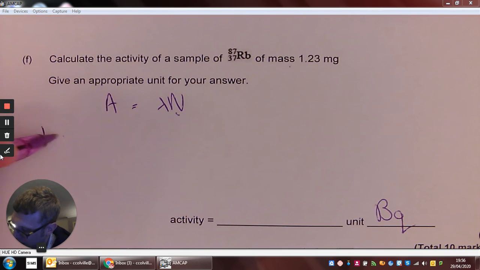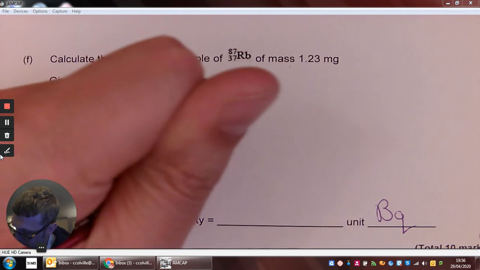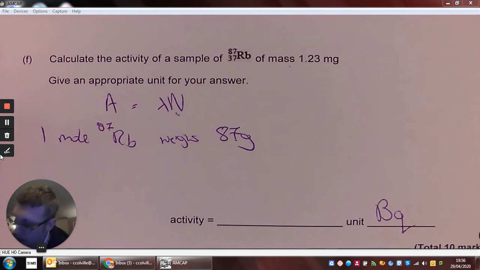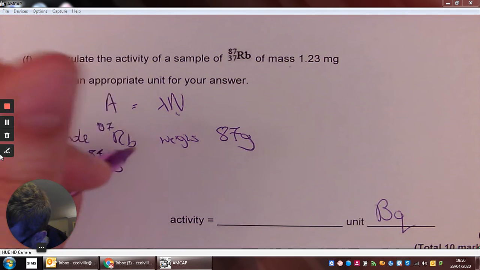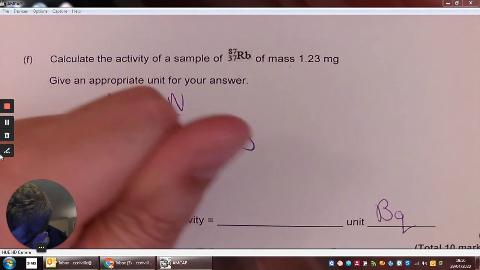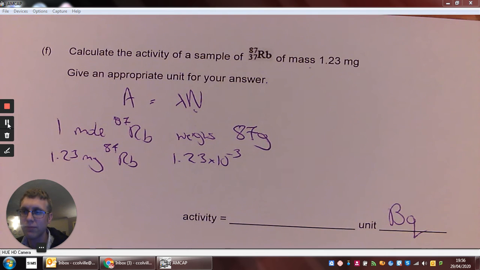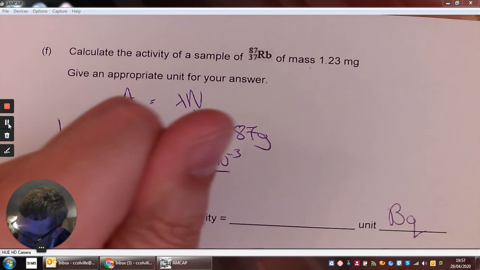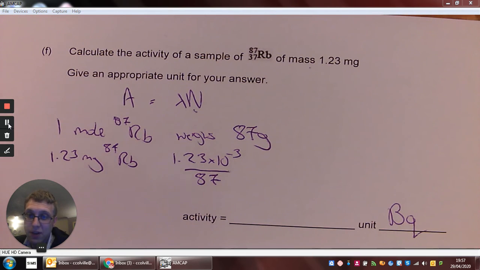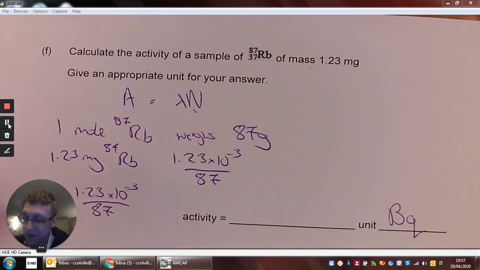I can sit there and go, well, 1 mole of rubidium 87 weighs 87 grams. But I don't have 87 grams, do I? So if I've got 1.23 milligrams of rubidium 87, that's going to be 1.23 times 10 to the minus 3 as my mass there. Oh, I'm having a moment. I might just pause there and do that again. So if I've got 1.23 milligrams of this, it's going to be 1.23 times 10 to the minus 3 over 87. So that's how many moles I've got. If I want to convert that into my number of nuclei, my number of nuclei would be my number of moles times Avogadro's number.